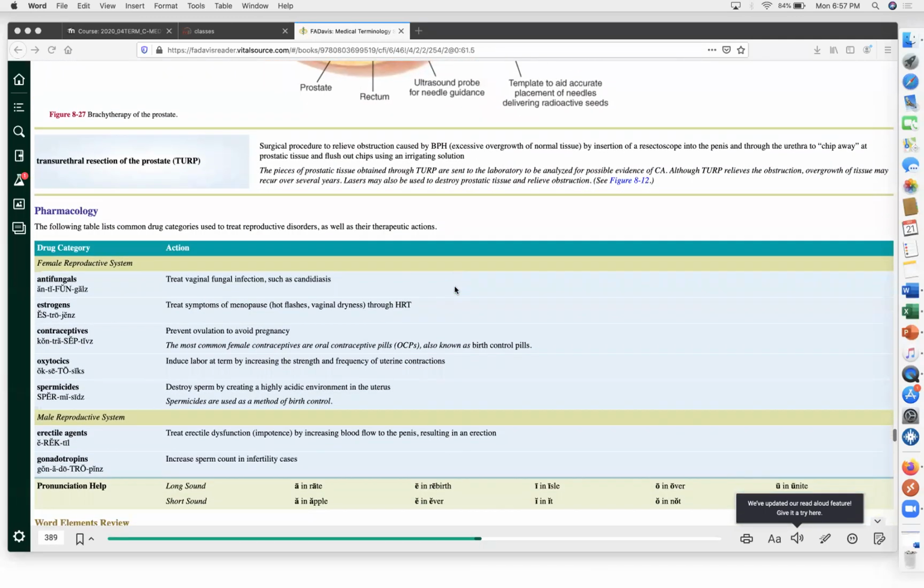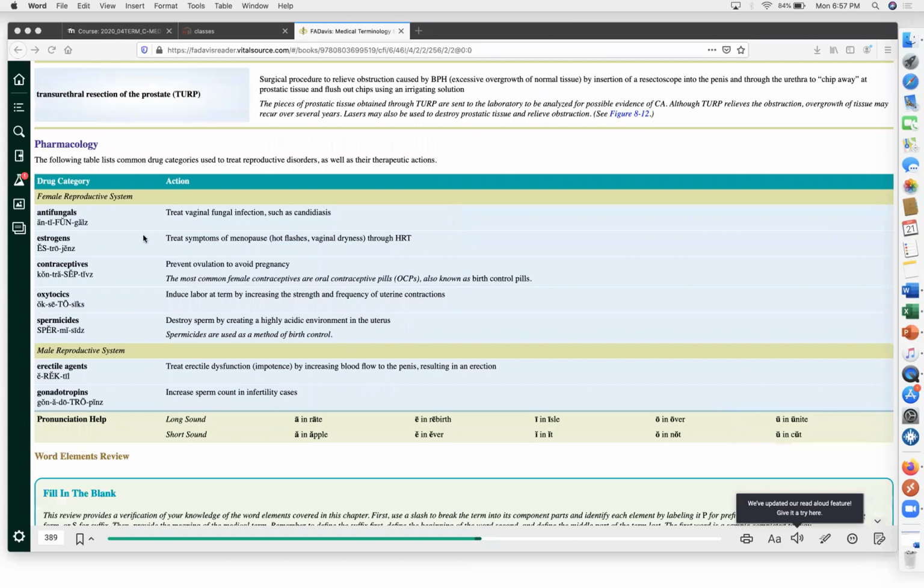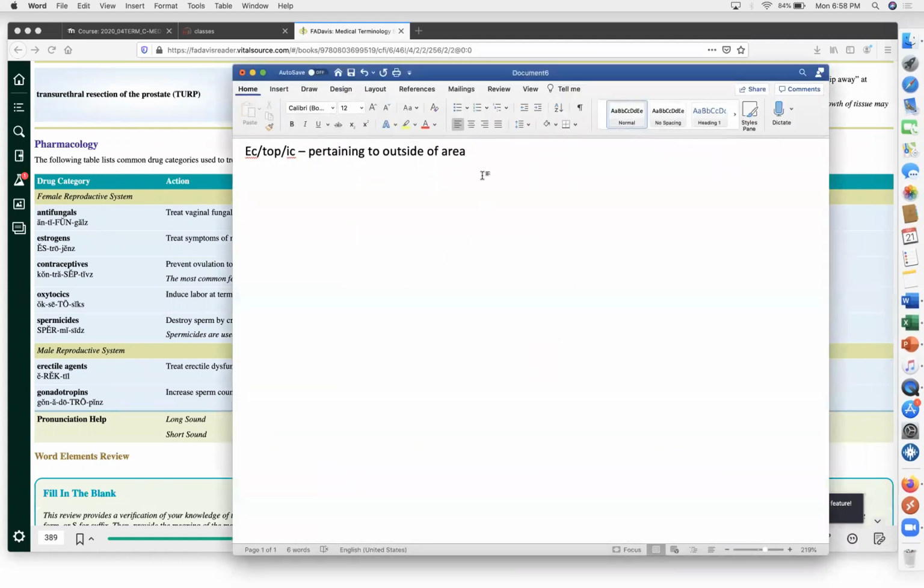Okay, let's look at some pharmacology. Wrapping this up. Antifungal. So that means it is a drug that will be against funguses, or antimycotic. Let's write that down. Instead of antifungal, you could say antimycotic medication.